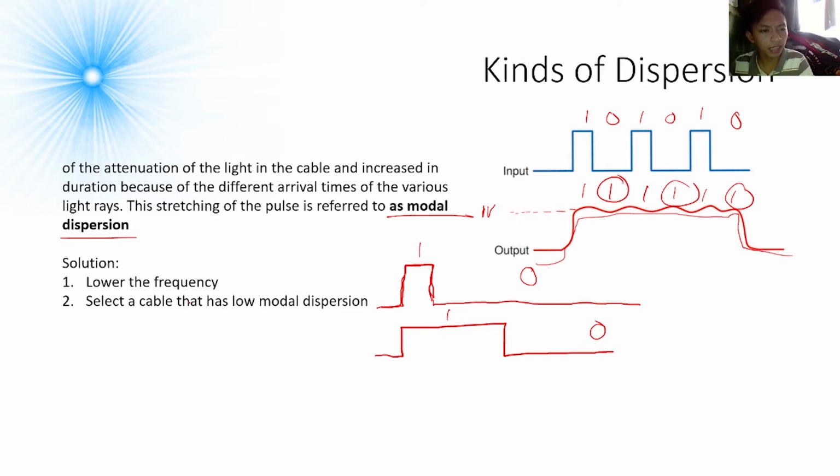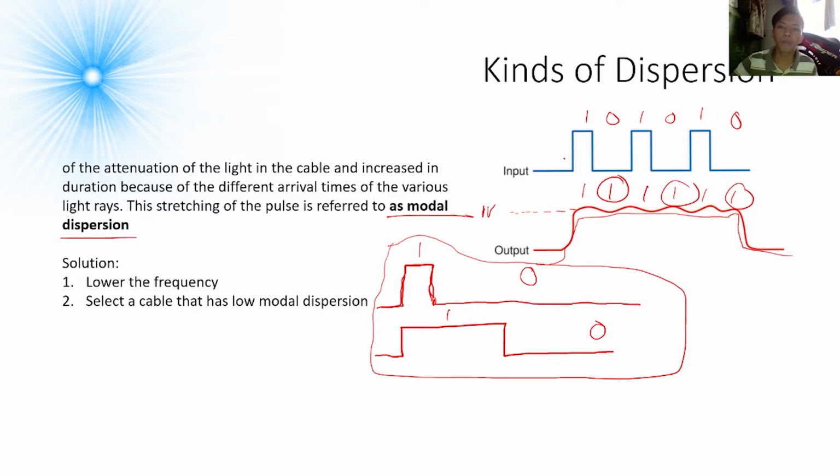Okay, so select a cable that has low frequency. As you can see in this one, since it has lower frequency, the error will also be lessened, and this can be considered the same input, compared to this one, which has a high frequency, which also produces a lot of errors. So also the second solution would be to select a cable that has low modal dispersion.